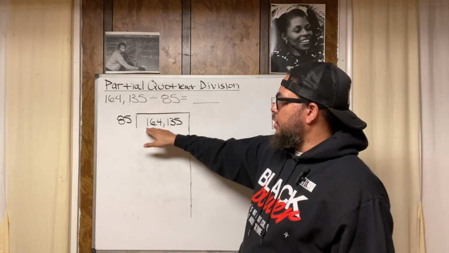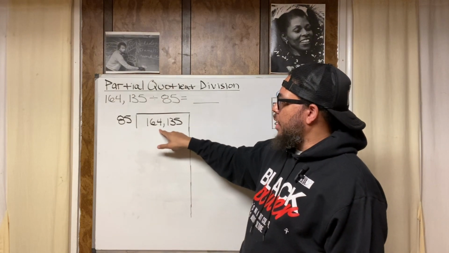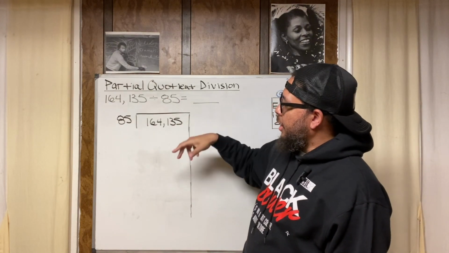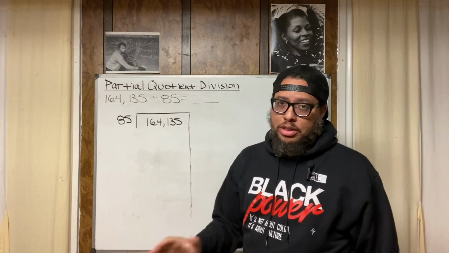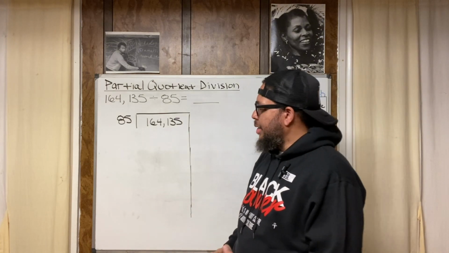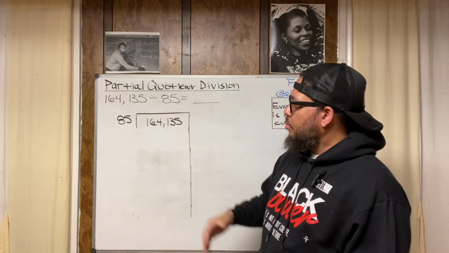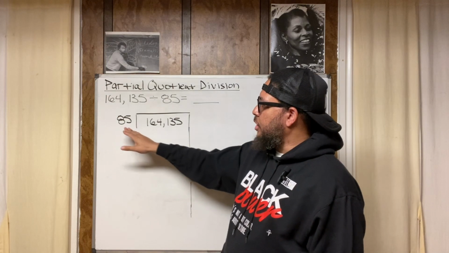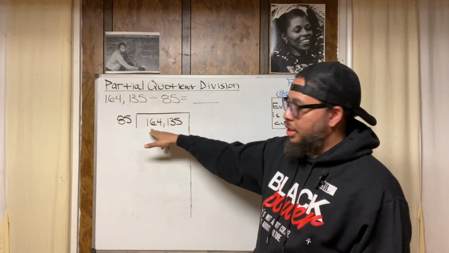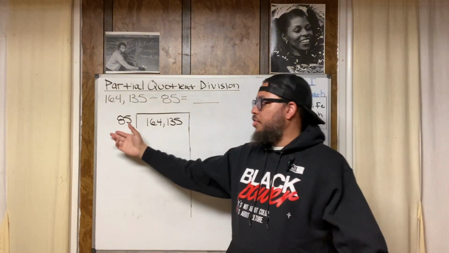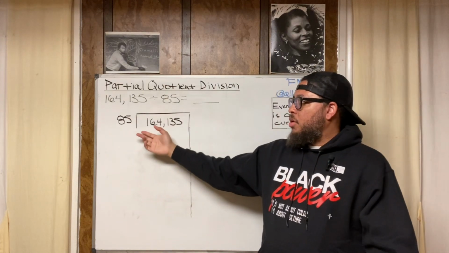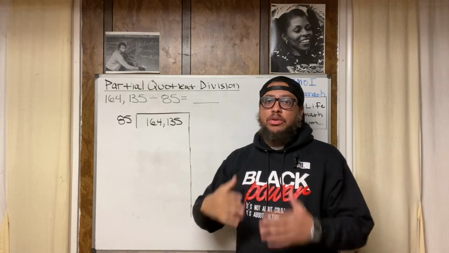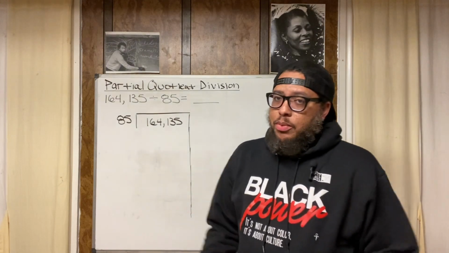All right. So now this is the dividend, 164,135. Again, we're not doing long division. We're doing the partial quotients method. So we're trying to figure out how many 85s can fit into a number that's close to this number, right? Because we don't know if 85 can fit exactly into 164,135. It might be the case, but we don't know that.